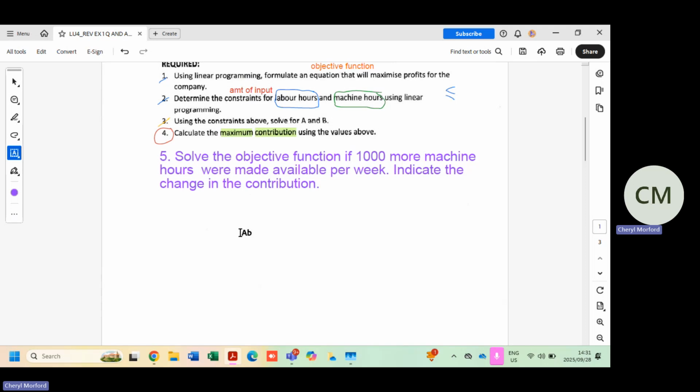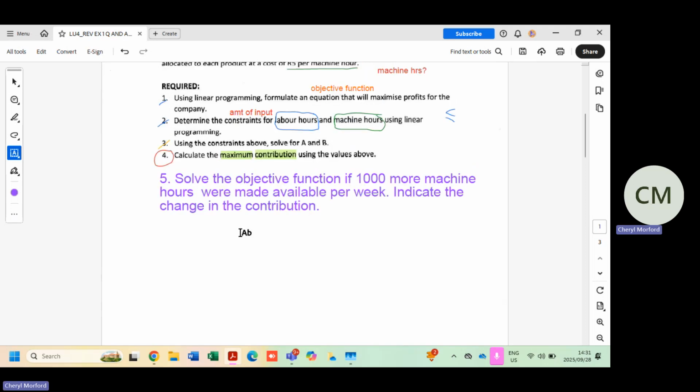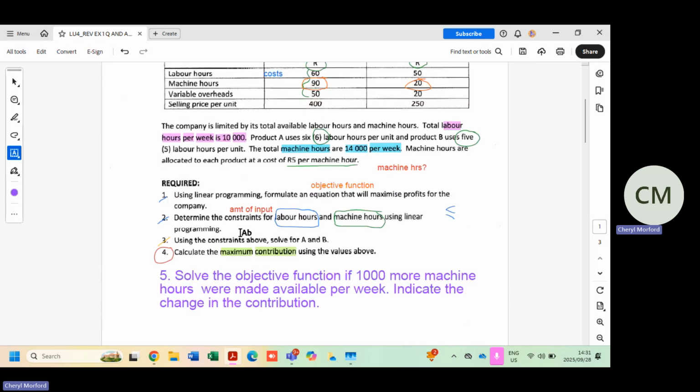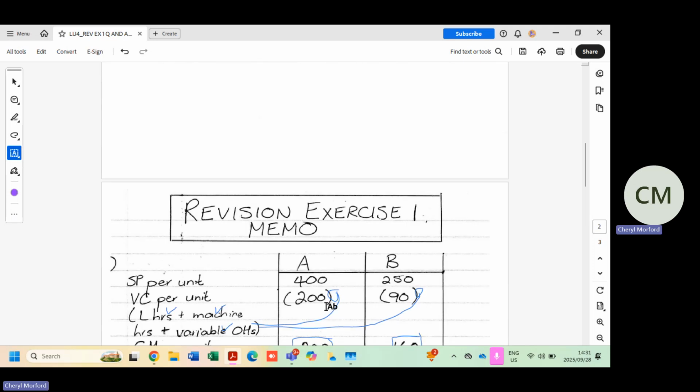Basically, what this is doing is shadow pricing in practice. So the only thing that's changing is the number of machine hours. So nothing's happening with the labor hours. It's still 10,000. So that constraint, we don't need to touch that again. But the one for machine hours, we need to redo that because it's not going to be less than or equal to 14,000 anymore. Why not? Because we have an additional 1,000.